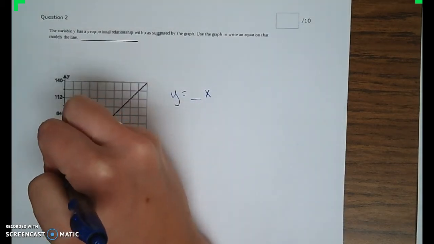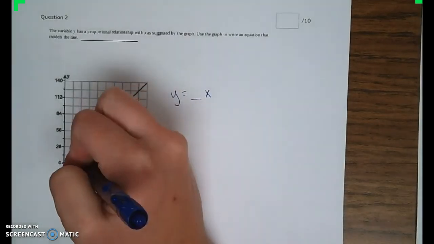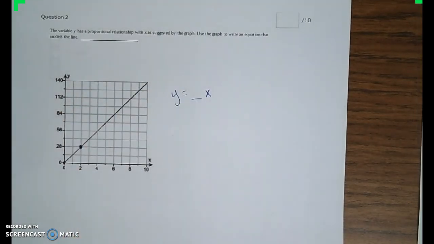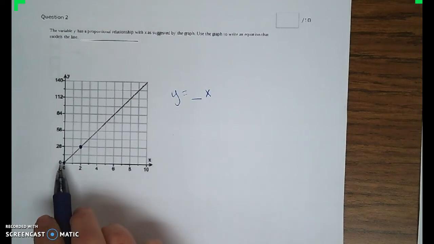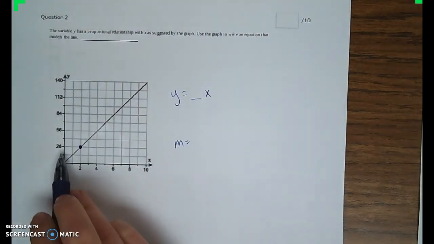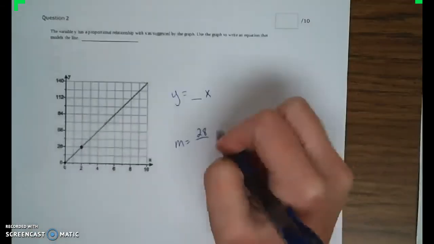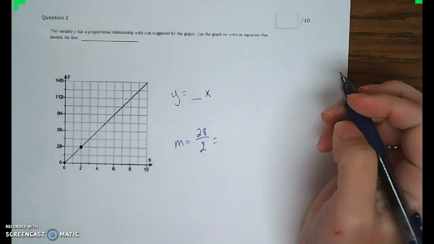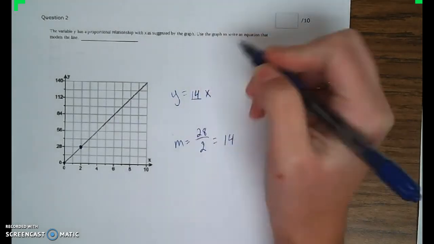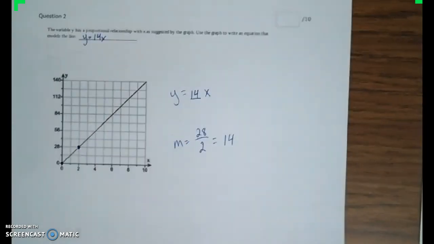We can use the point 0, 0, and then you just want to pick another point on the graph. I'm going to use 2, 28 because I already know the values, but there are plenty of points that you could pick on here. So when I look at my rise to figure out m, or my slope, I'm going up 28, so that's positive, and then I'm going to the right 2, and 28 over 2 simplifies down to 14, which I would want to place right here. So my answer would be y equals 14x to represent that situation.